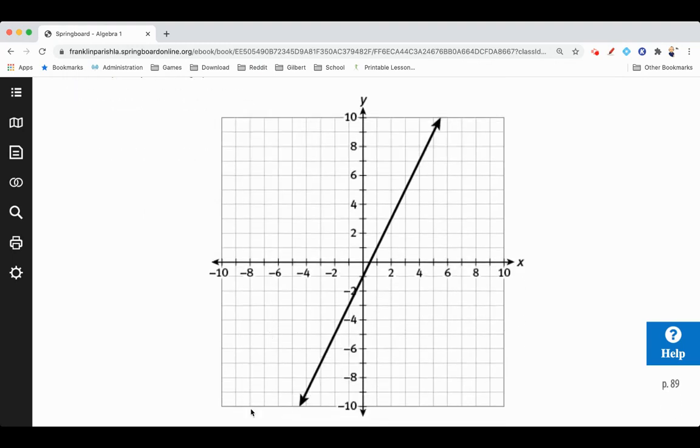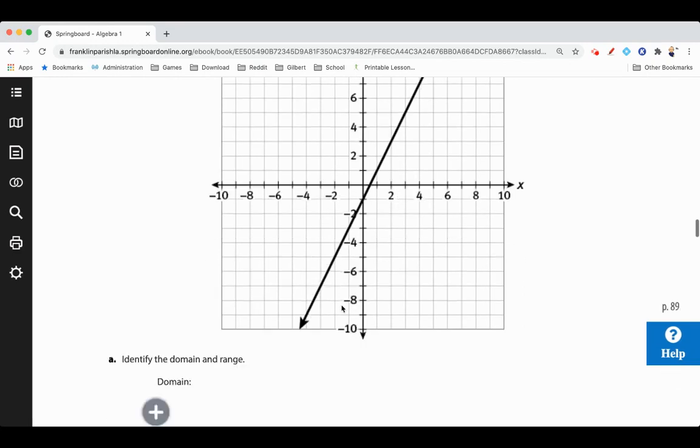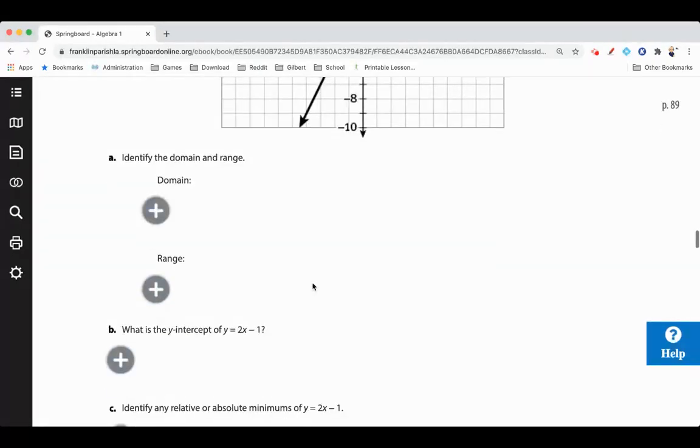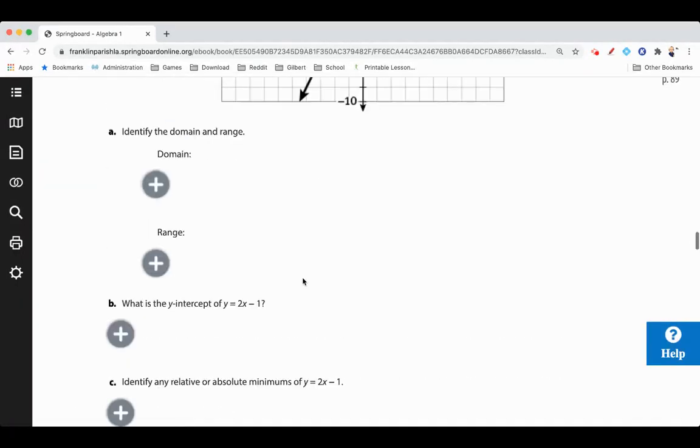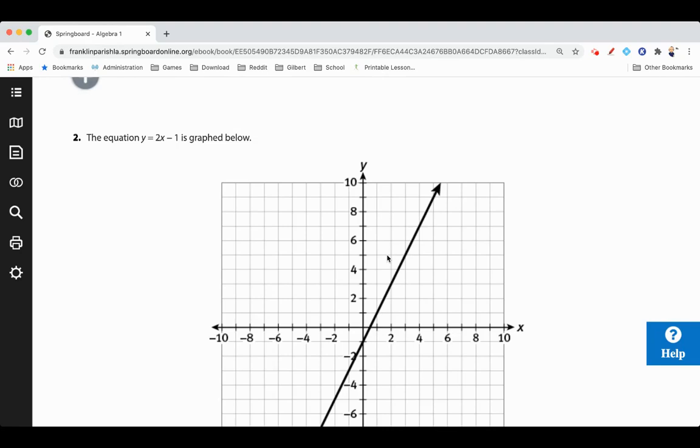Relative and absolute minimums: it never stops going down, and there's no dip or mountain peak. It's a line. And so there are no absolute or relative minimums or maximums, because it keeps going up forever.